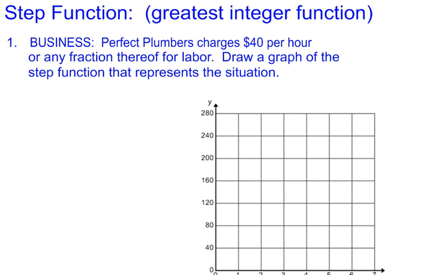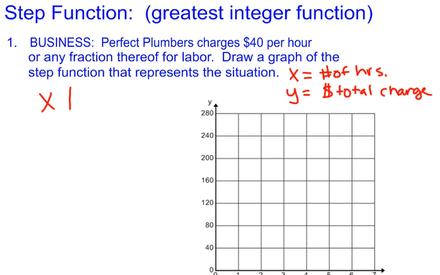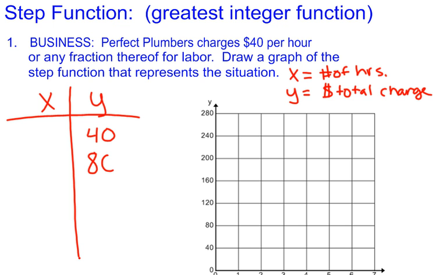So how we would set this up is I'm going to say that my x value is the number of hours the plumber's at my house. My y value is the money charged, so total charge. I'm going to make an XY table to help me understand how this works. So right away I hope you realize that the first hour is 40 bucks. So the second they come to my house up to an hour is $40. Then after 1 hour up to 2 hours is $80.